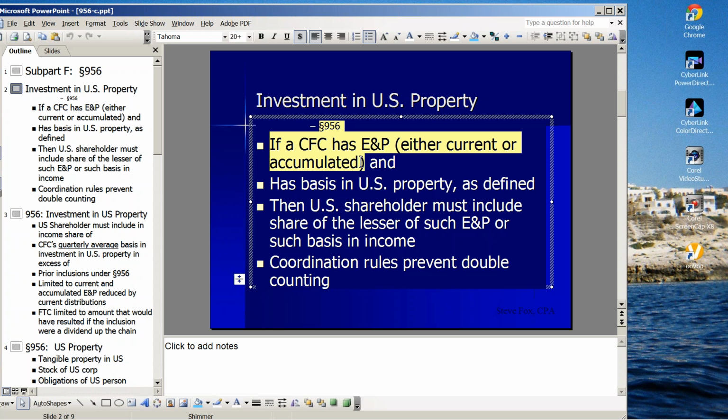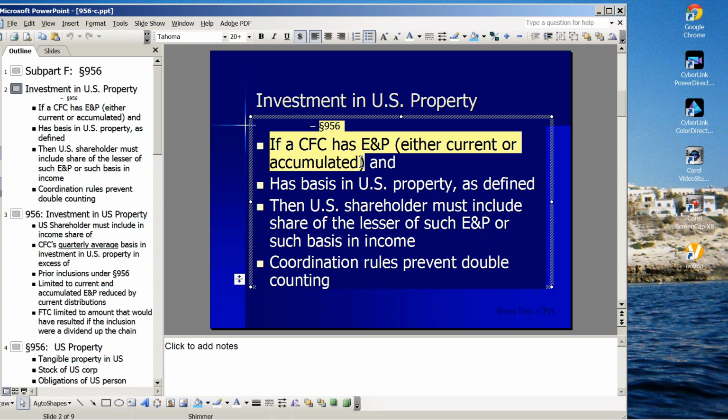So to recap, if we meet that E&P threshold and the sub has a basis in U.S. property as defined, then the shareholder has to include in its income the lesser of the basis in U.S. property or the E&P.